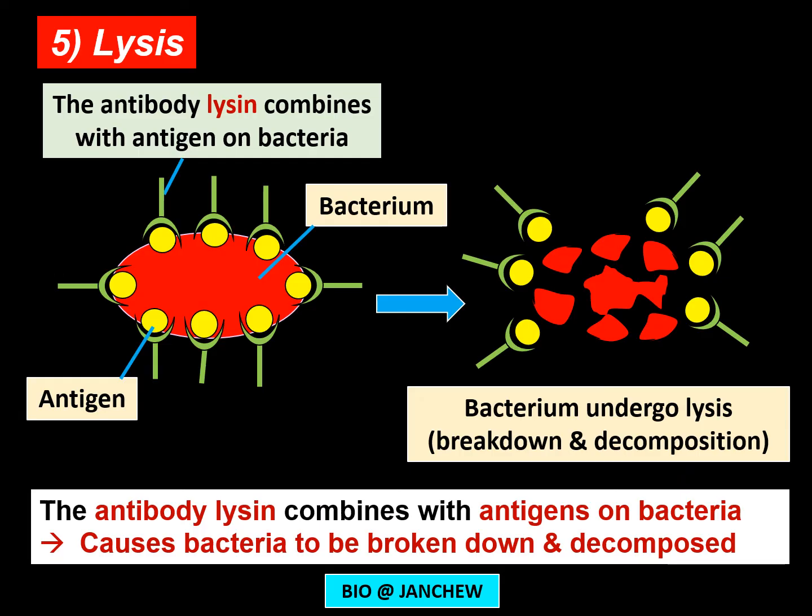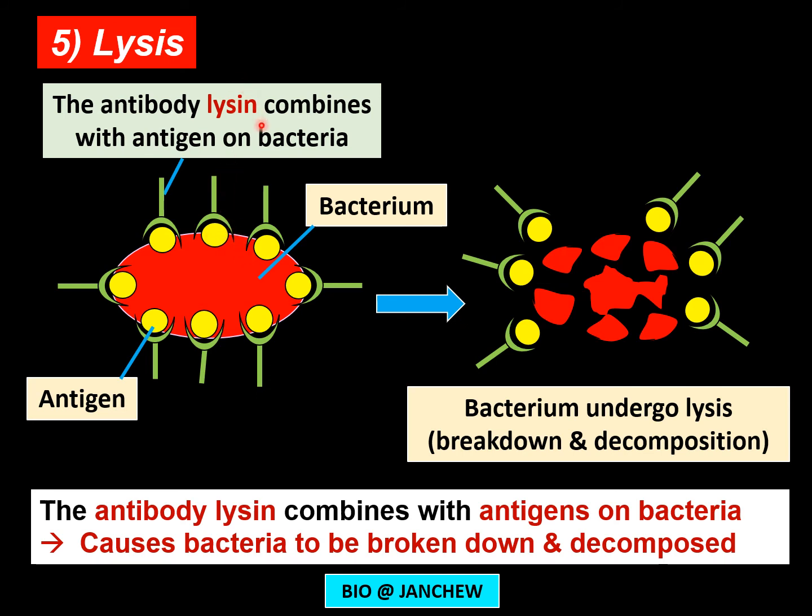The fifth action of the antibodies is called lysis. In lysis, the antibody lysine combines with antigens on the bacteria or virus or other pathogens, and this causes bacteria to be broken down and decomposed. For example, in this picture, we see a bacterium. On the surface of the bacterium, there are the antigens, which are recognized as the foreign particles by lymphocytes. So lymphocytes produce antibodies to destroy the bacterium and the antigen.